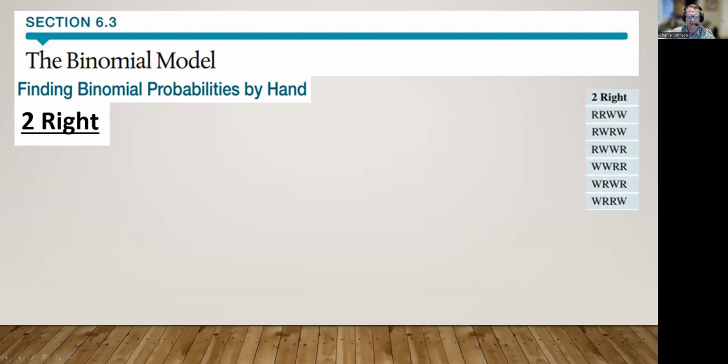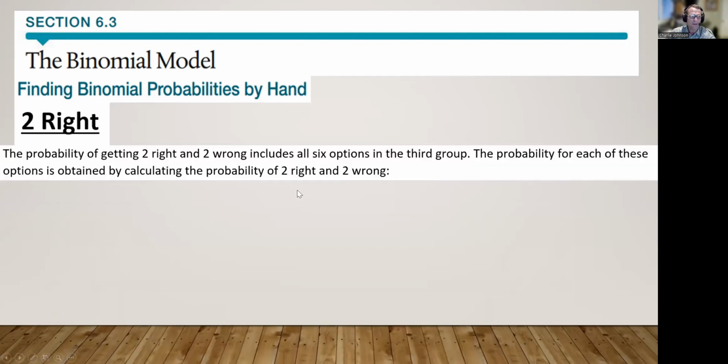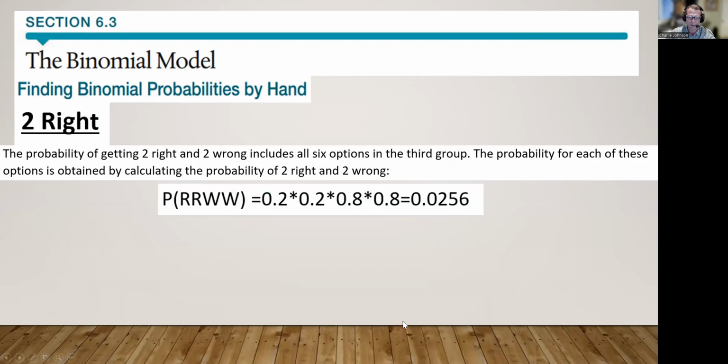Now 2 right. Remember, there were 6 ways that could occur in that column under 2 right. The probability of getting 2 right and 2 wrong includes all 6 of those options. And the probability for each of these options is obtained by calculating the probability of 2 right and 2 wrong. To get 2 right, we would have to do 0.2 times 0.2, and 2 wrong, 0.8 times 0.8. That's 0.0256.